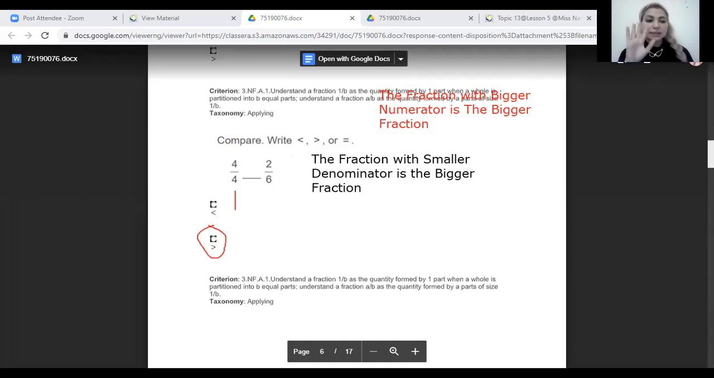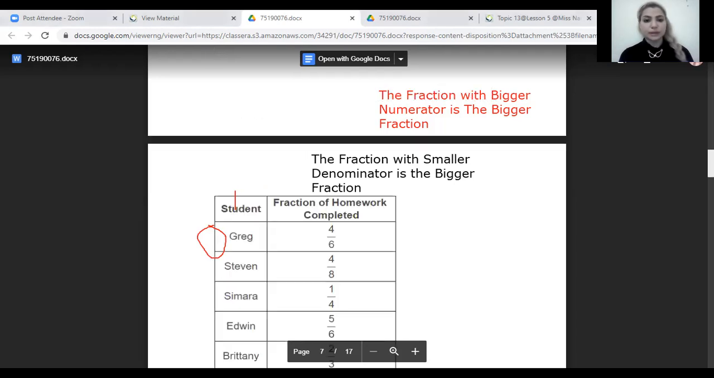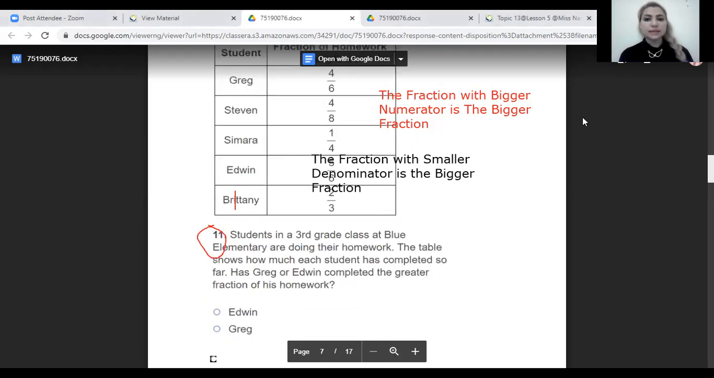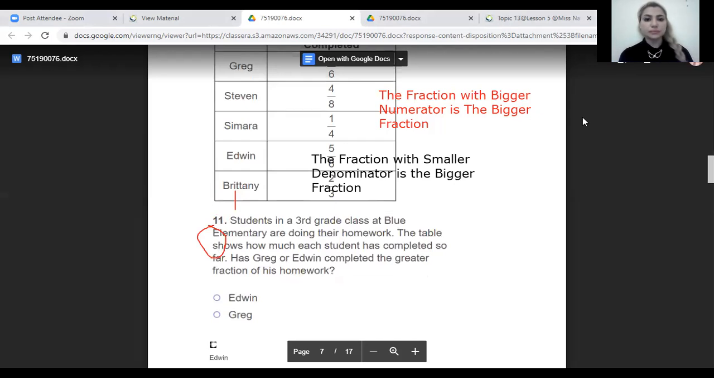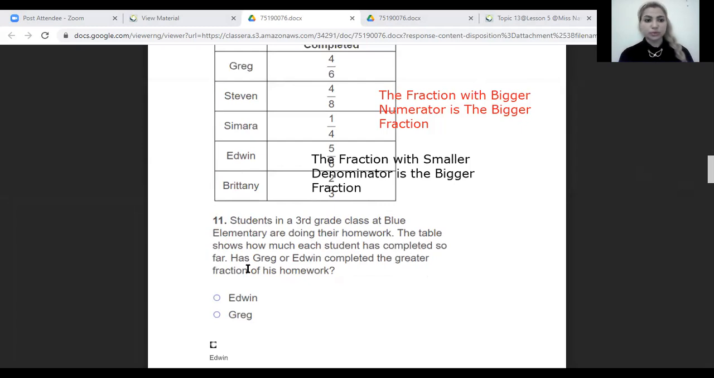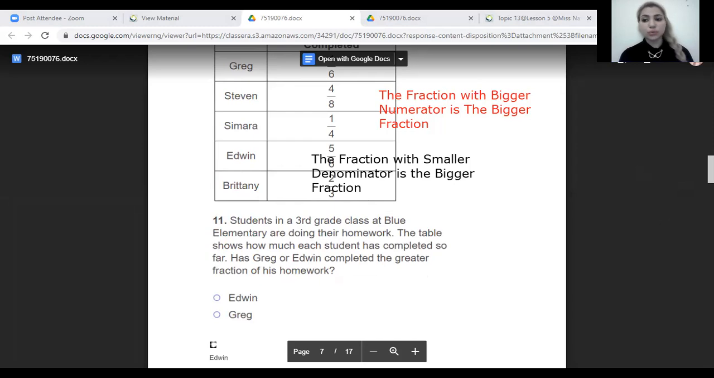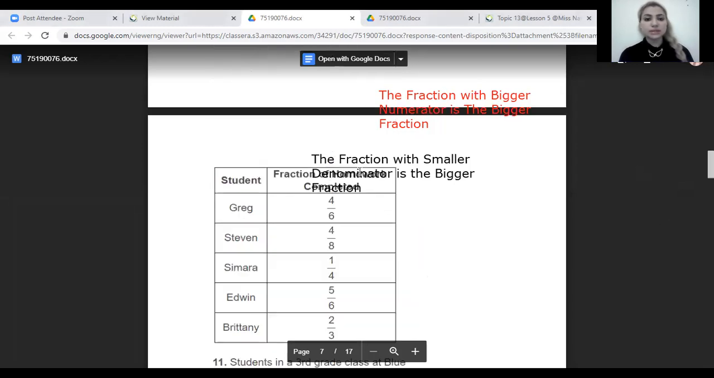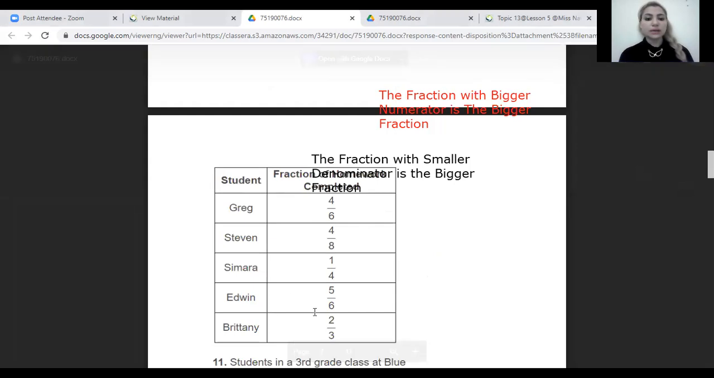Please pause the video, answer the sheet, then see your answers. Here he is asking me, students in 3rd grade class at Blue Elementary are doing their homework. The table shows how much each student has completed so far. Has Greg or Edwin completed the greater fraction of his homework? So let's go and see. This is Greg, 4 out of 6. Edwin, 5 out of 6.